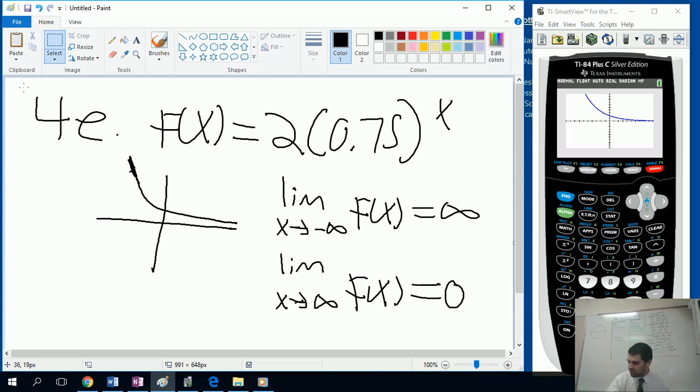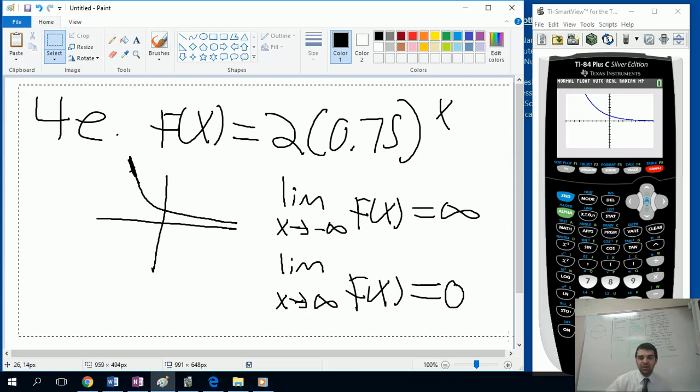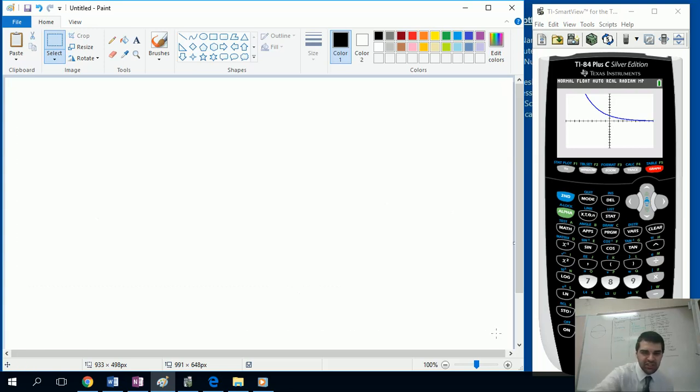So A, B, C, E. So that probably should have been labeled A, B, C, D, but that is water under the bridge and water over the dam.